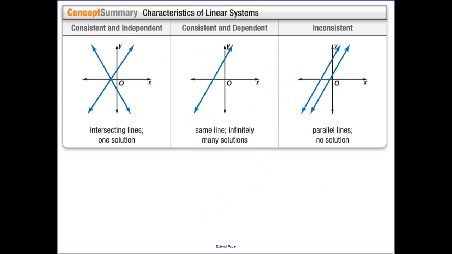There are some special types of linear systems. I want you guys to write down this chart. We have consistent and independent, where these two lines are intersecting and there's one solution. So you could think about this as if they have different slopes. Okay, different slopes. When you're consistent and dependent, it's the same line. So same slope, same y-intercept, so same b. Okay?